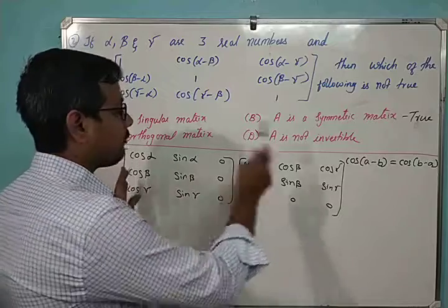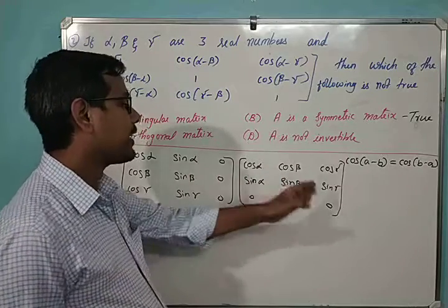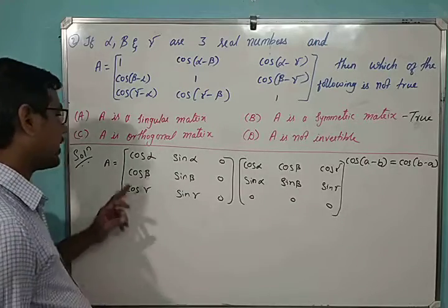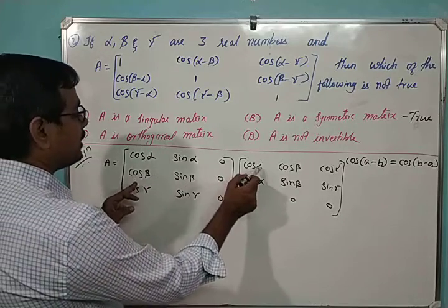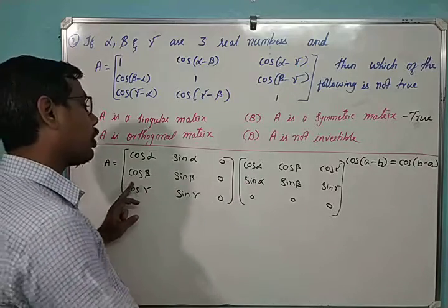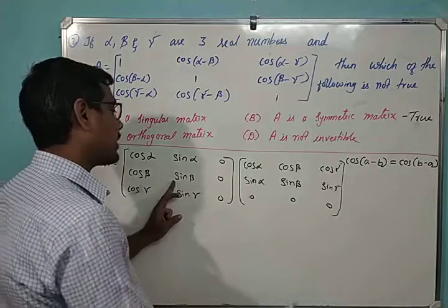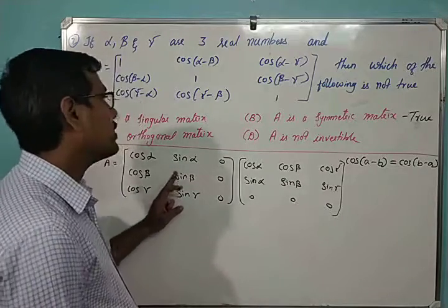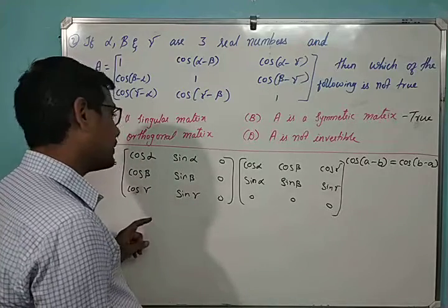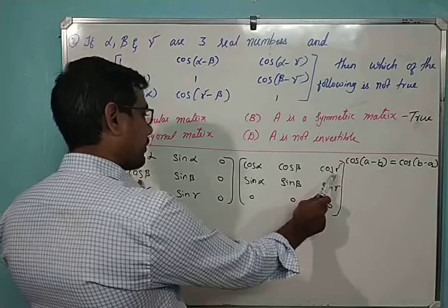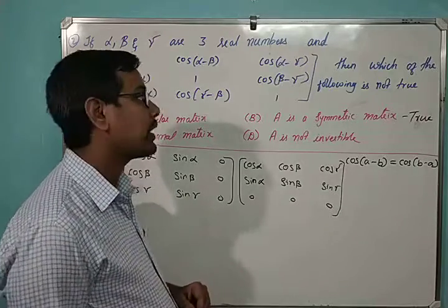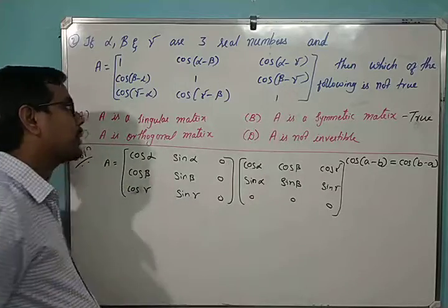Last one, check: cos alpha into cos gamma plus sin alpha into sin gamma, so that is cos of alpha minus gamma. Similarly here, cos beta into cos alpha plus sin beta into sin alpha, that is cos of beta minus alpha. Cos beta into cos beta, cos square beta plus sin square beta is 1. The remaining you leave it. Then here, cos beta into cos gamma plus sin beta into sin gamma, that is cos of beta minus gamma.